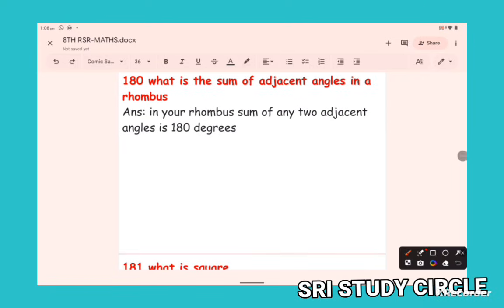What is the sum of adjacent angles in a rhombus? The sum of any two adjacent angles in a rhombus is equal to 180 degrees. In a parallelogram, rectangle, rhombus and square, the sum of any two adjacent angles is equal to 180 degrees. That means they are supplementary angles.